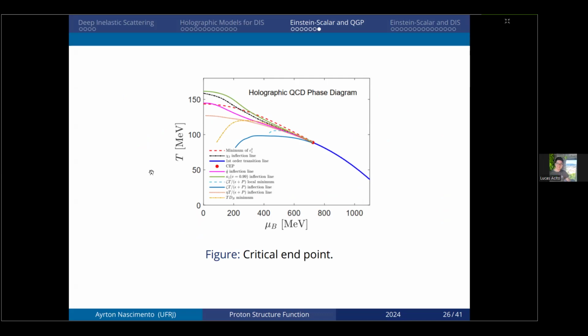Thank you, Ayrton. That's how you see the whole picture of the thing. You don't know how this side of QCD works, but you calculate everything in the gravity side.